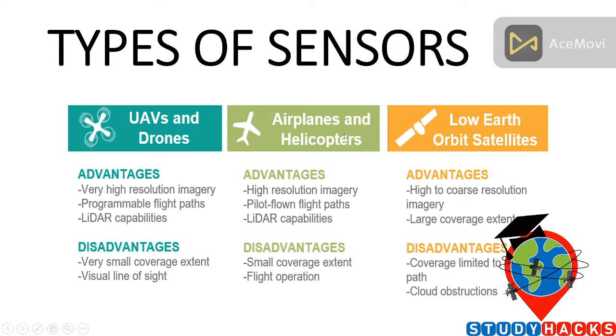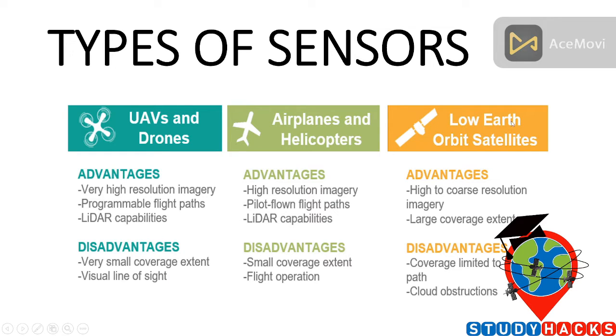An airplane or helicopter, what's happening? Mainly we can get high resolution imagery and pilot flight path and lidar capabilities also. And the disadvantage is that it can get a small coverage extent or a small area. We can take the photo only for the small area. Okay. But you can see here the low earth orbit satellites.